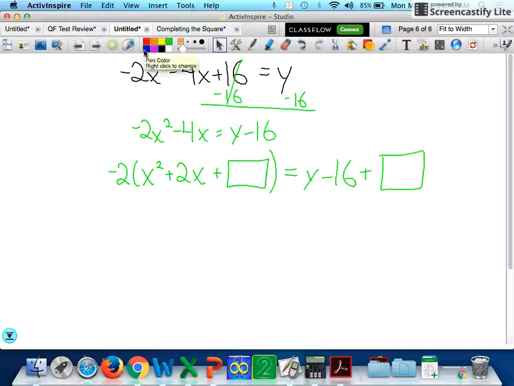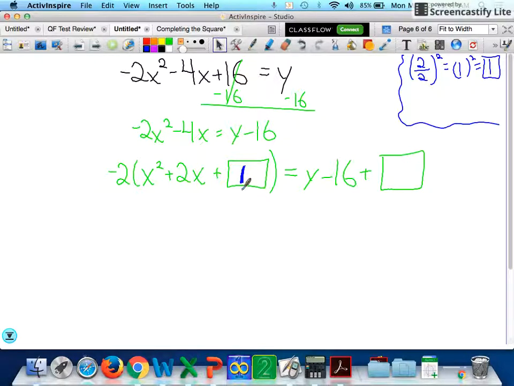To figure out what goes in those boxes, I need to do 2, which is my b term right there, over 2 quantity squared. Well, that's just 1 quantity squared, which is just 1. That's what's going in on that left side, 1.